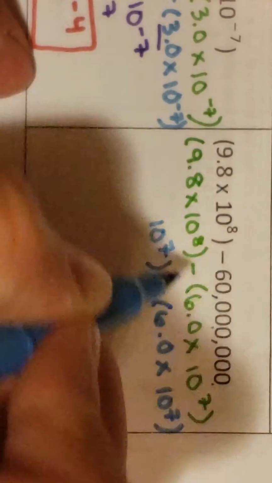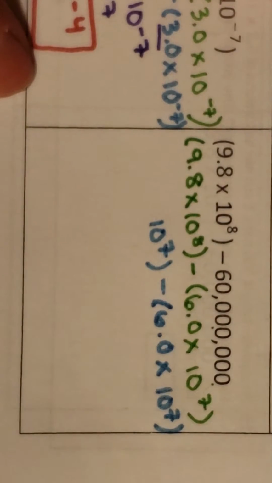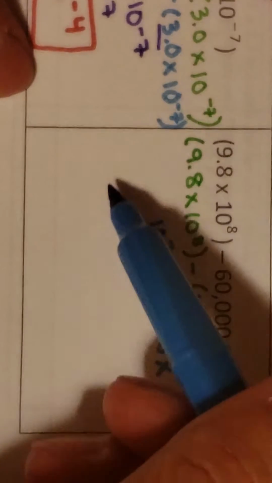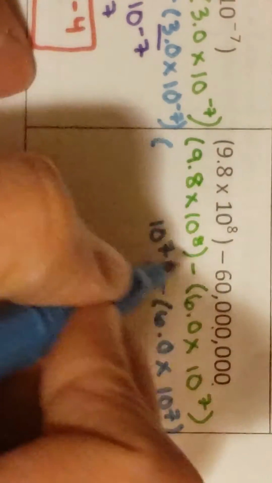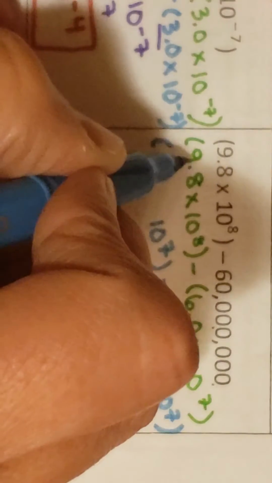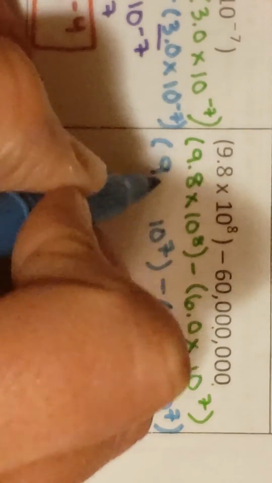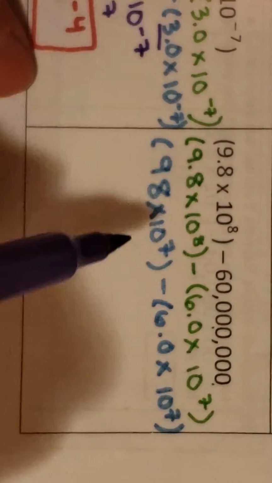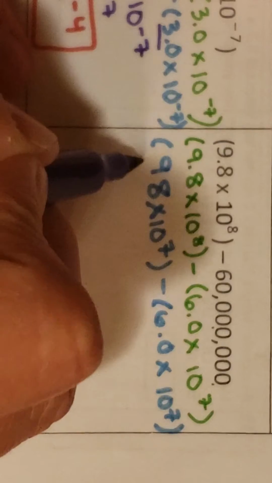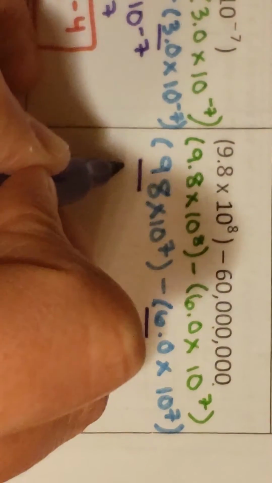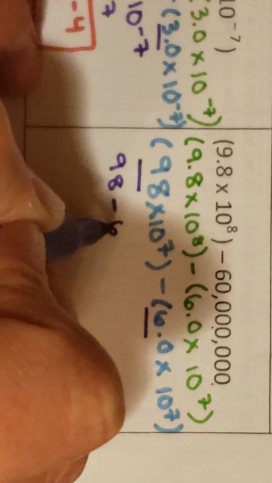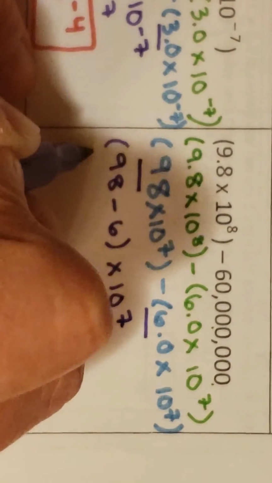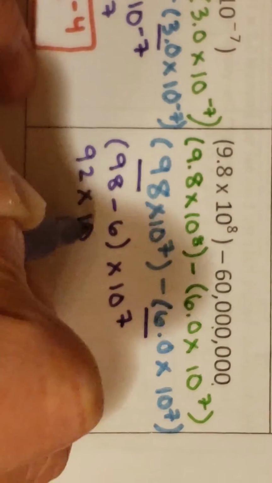So now I want to set up the left side so that it is also to the power of 7. So if I go from 8 to 7, that's a decrease. So this side I need to increase by 1 multiple of 10. So 9.8 times 10 is 98. Now that I both have times 10 to the power of 7, I can subtract 98 minus 6 times 10 to the power of 7, or 92 times 10 to the power of 7.